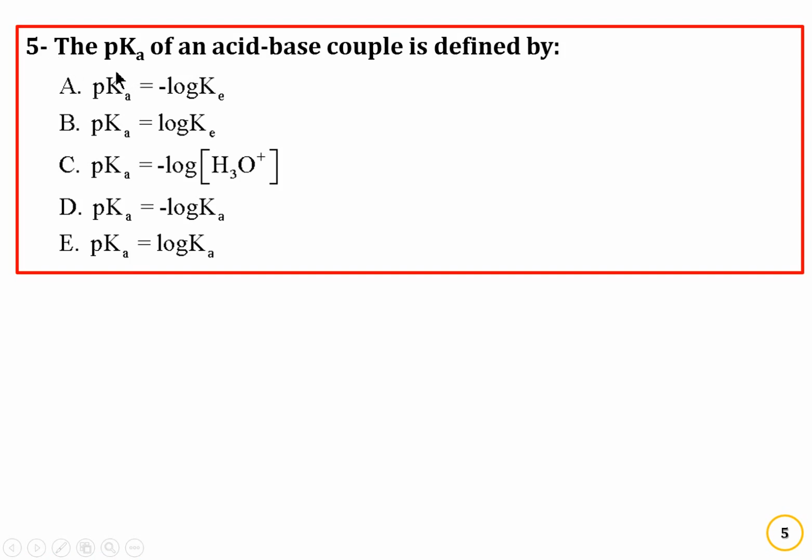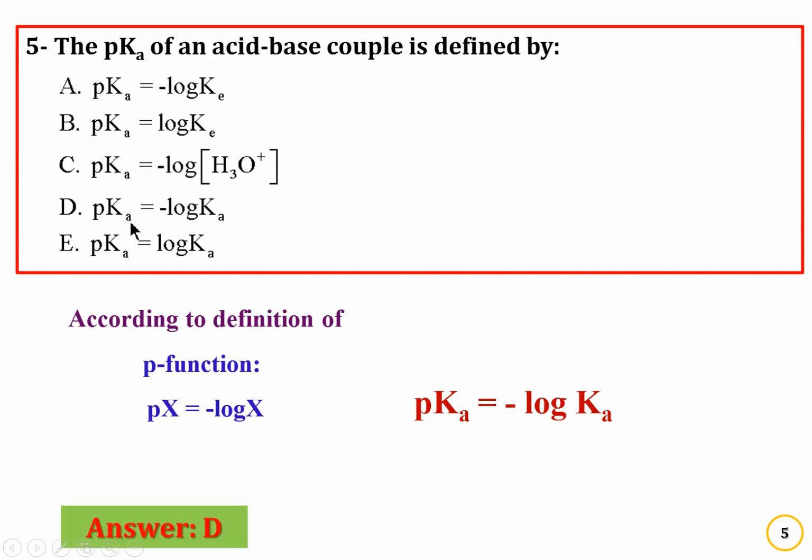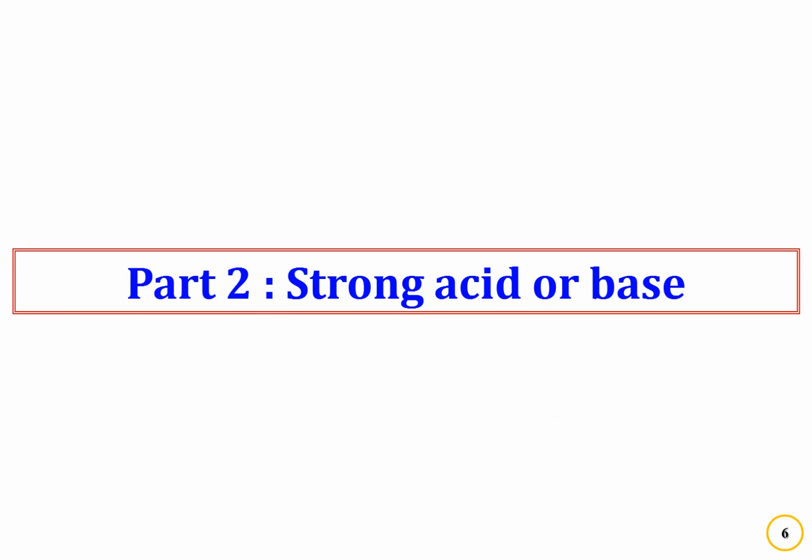Exercise 5, the pKa of an acid-base couple is defined by, we know that according to the definition of the p function, p is potential, the potential of X is equal to minus log X. So pKa equals minus log Ka, and the correct answer is D. We pass to the second part, concerning the strong acid and the strong base.